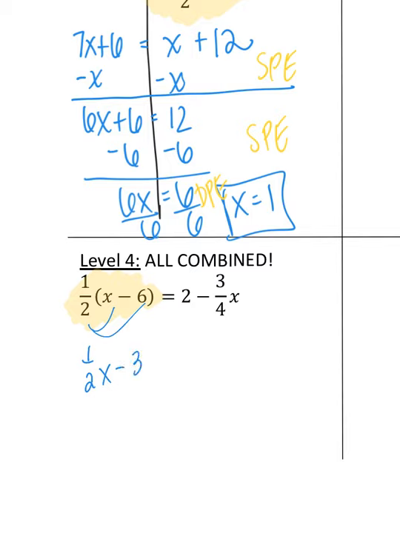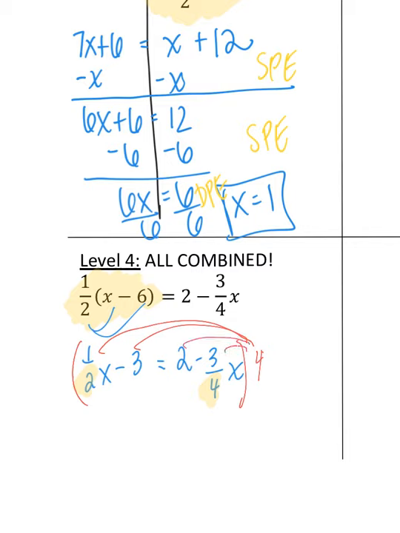Now, again, we have fractions. Don't freak out. Fractions are friends. What's the smallest number that 2 and 4 both fit into? 4. We're going to multiply the entire equation by 4. 1/2 of 4 is 2x. Minus 3 times 4 is 12. Equals 2 times 4, 8. Minus 3/4 of 4, do 3 times 4, that's 12. Divide by 4, you get 3.